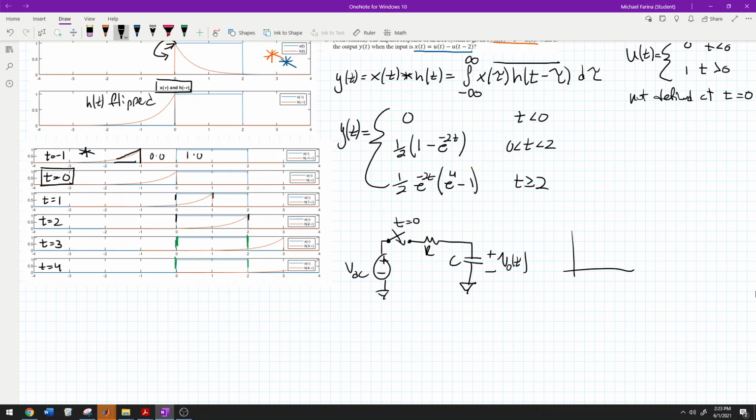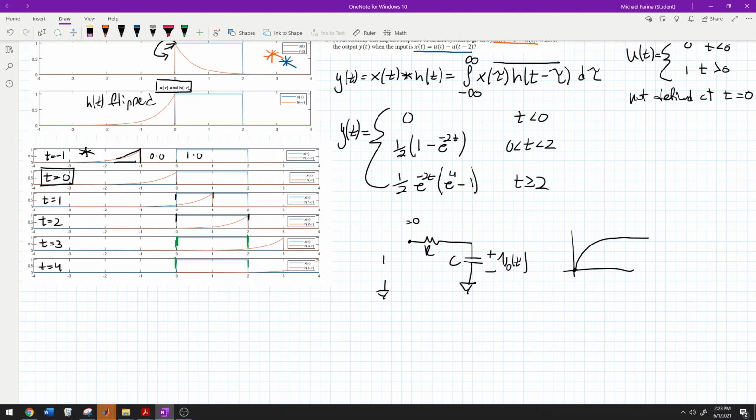When we close the switch at t equals 0, if this capacitor is initially uncharged, it's going to be at 0, right? And then we close the switch, and then that capacitor is going to charge up exponentially, right? And it's going to stay there until, if we open this switch back up, I guess this is a poor circuit.